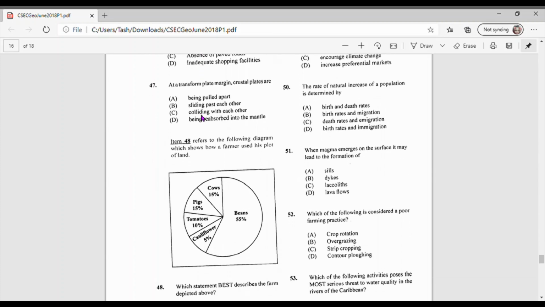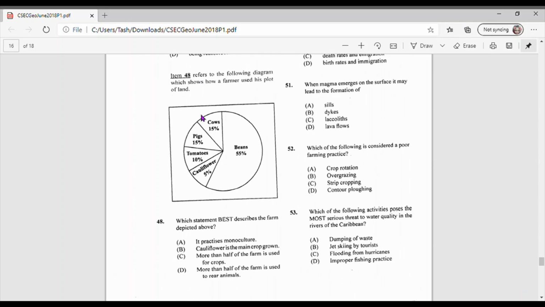48, item 48 refers to the following diagram, which shows how a farmer used his plot of land. Which statement best describes the farm depicted above? So we are seeing rearing of animals, tomatoes, cauliflower, and beans. A, it practices monoculture. No, that would have been out. B, cauliflower is the main crop. Not correct either. C, more than half of the farm is used for crops. That is correct. And D, more than half of the farm is used to rear animals. So the letter is C for number 48.